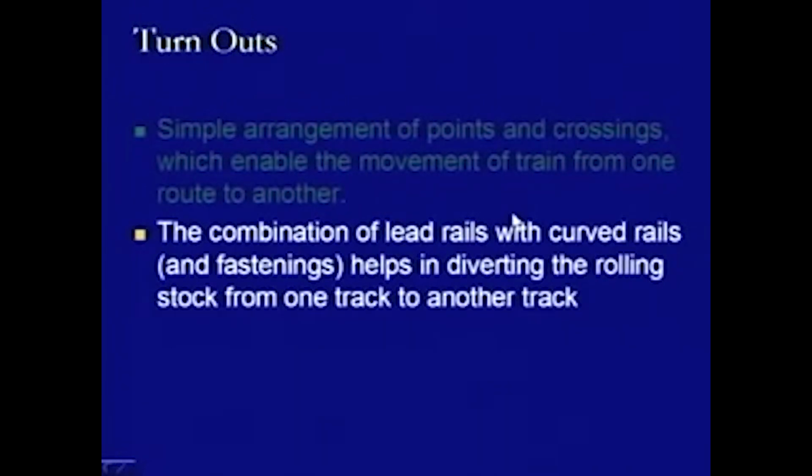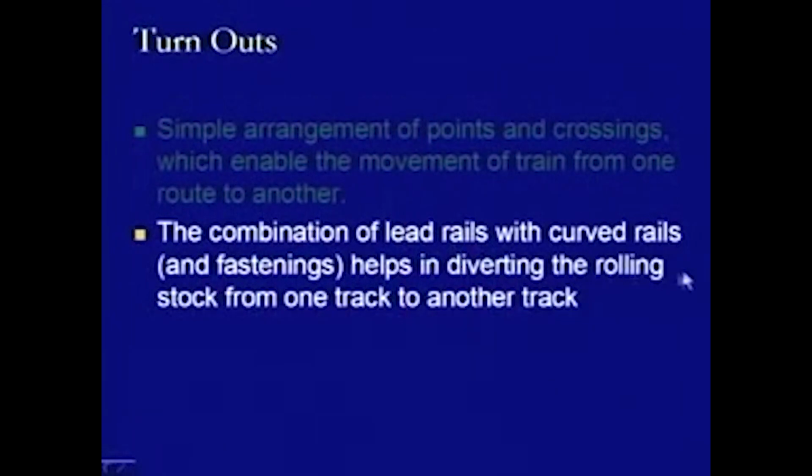The combination of lead rails with curved rails and fastenings helps in diverting the rolling stock from one track to another track. This is another part of the definition, which tries to define what type of main components will be there when you lay out any turnout. Now, there are different types of rails depending on their straightness or their curvature. If the rails are straight, then they are termed lead rails, whereas if they have a curvature, then they are termed curved rails.